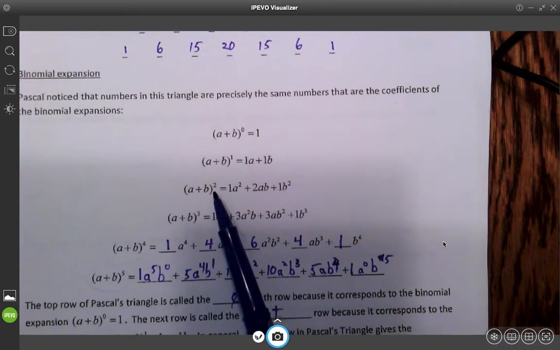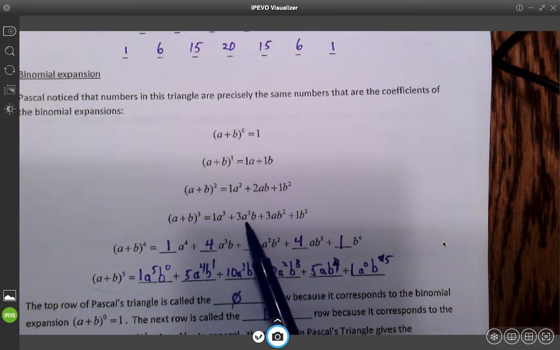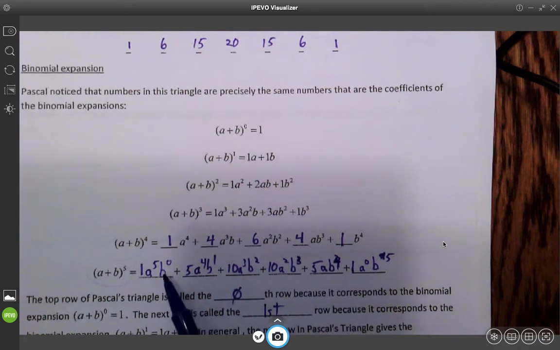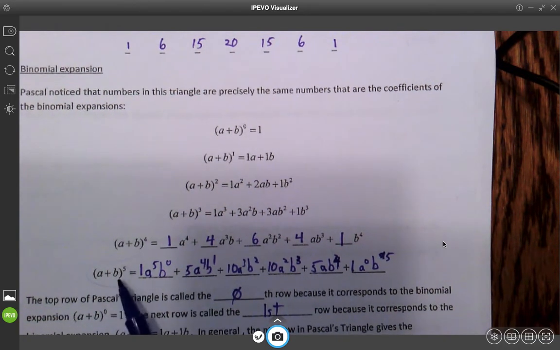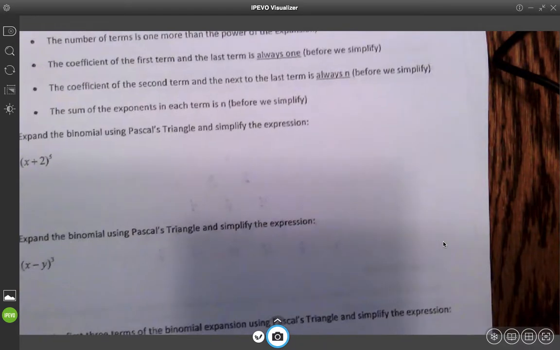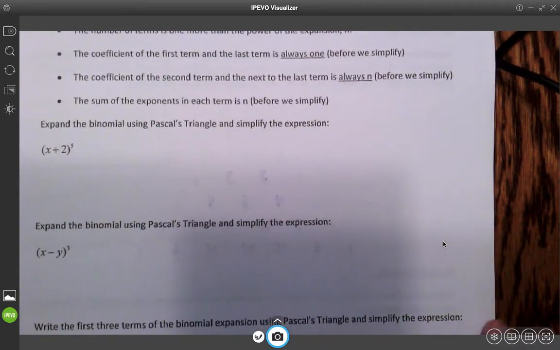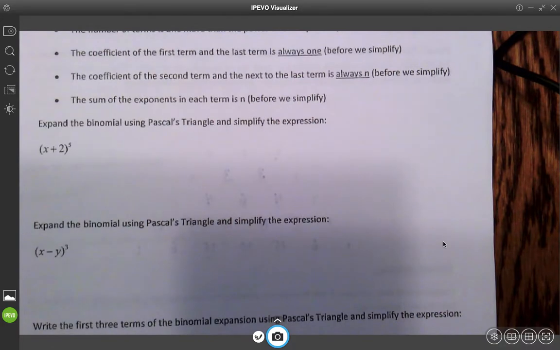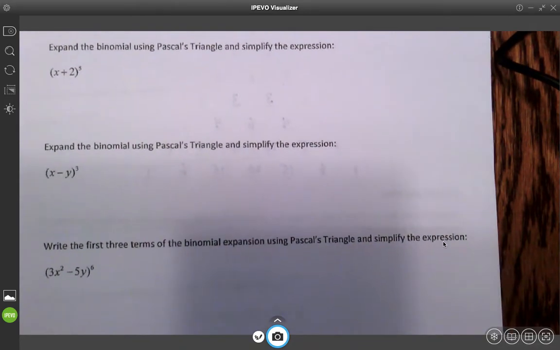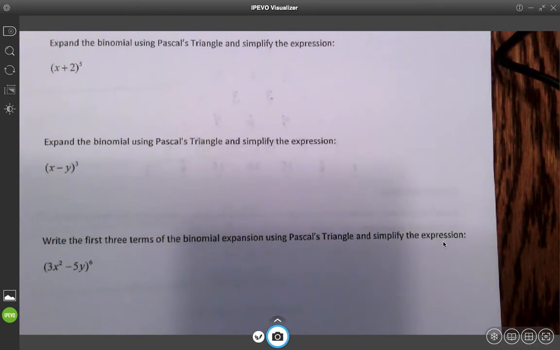Check it out. 2, there's a 2. Next to last it said 3 and 3. Second and next to last are the same as the exponents. Interesting. Now, the sum of the exponents is always n before we simplify, and you're going to see that here on the third example. So, now let's build x plus 2 to the fifth.